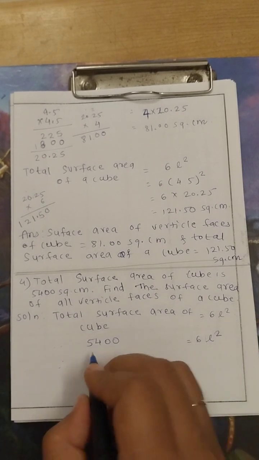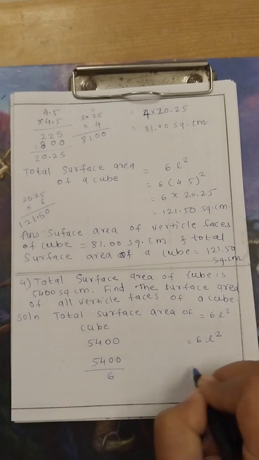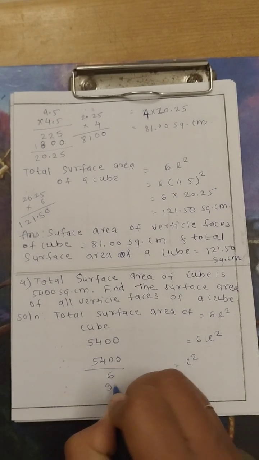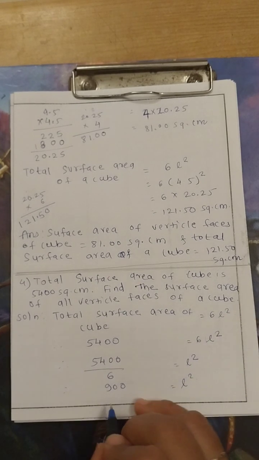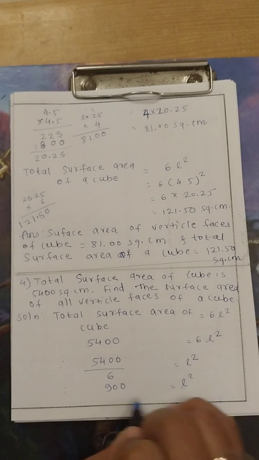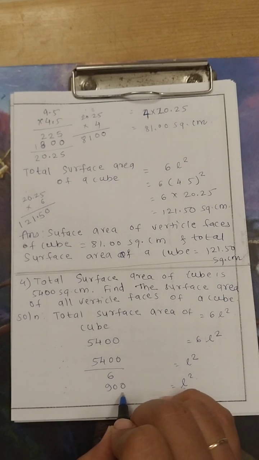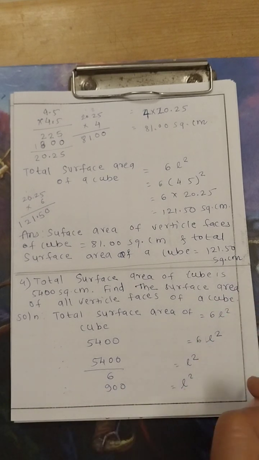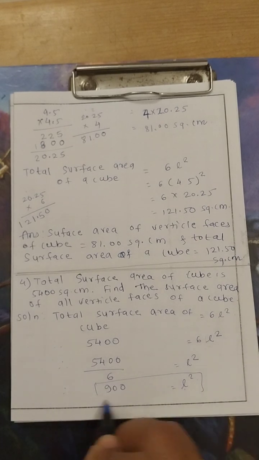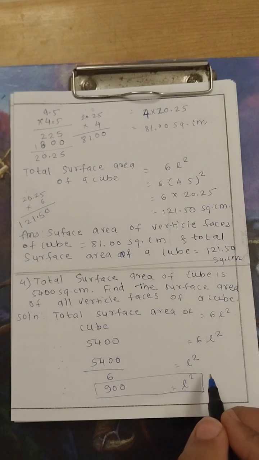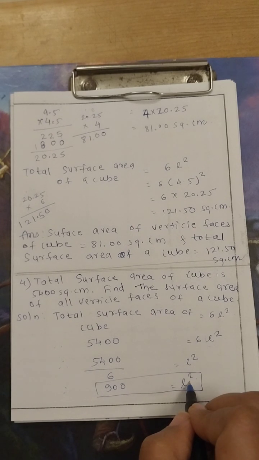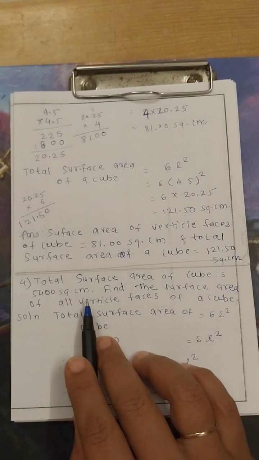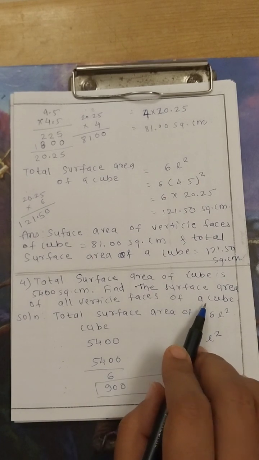5400 is equal to 6L square. So 5400 upon 6 is equal to L square, which is equal to 900. We know that the value of L is 30 because 30 square is 900. But finding this 30 in the next formula is time consuming, so keep this L square as it is. Don't find the square root of 900. You have to put this value of L square in the formula of surface area of all vertical faces of a cube. Let's see how.